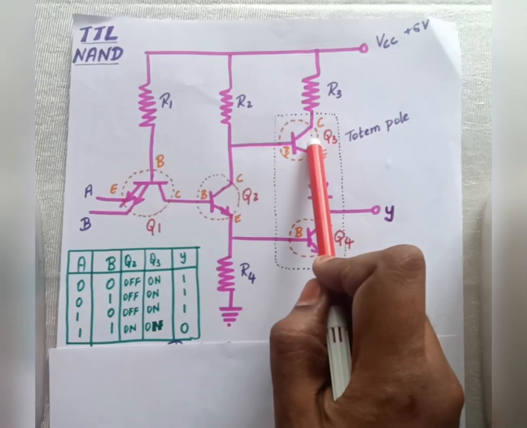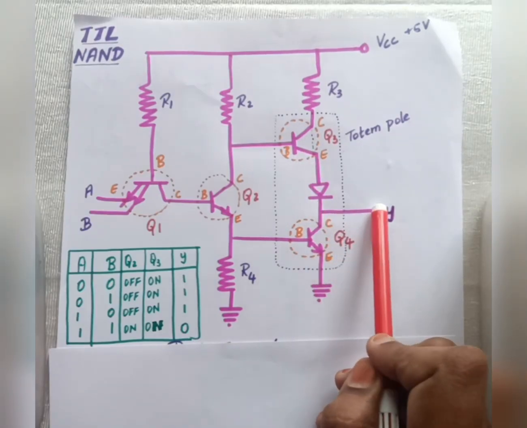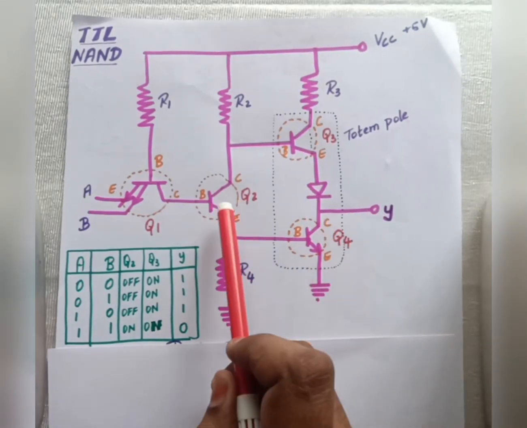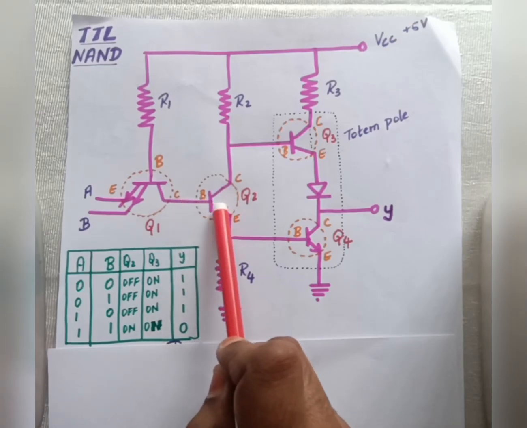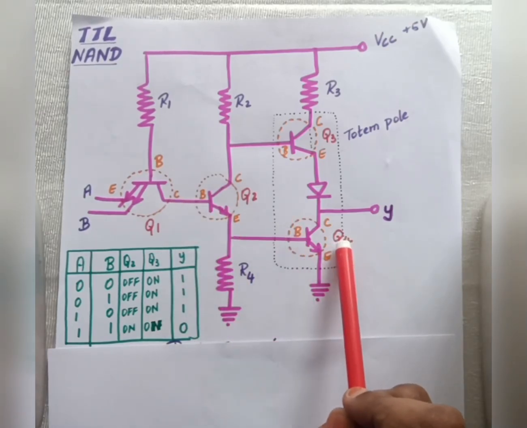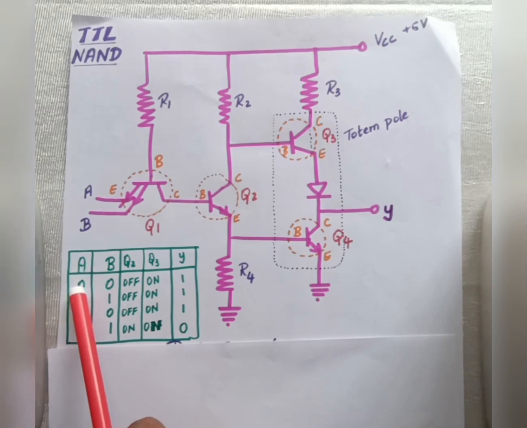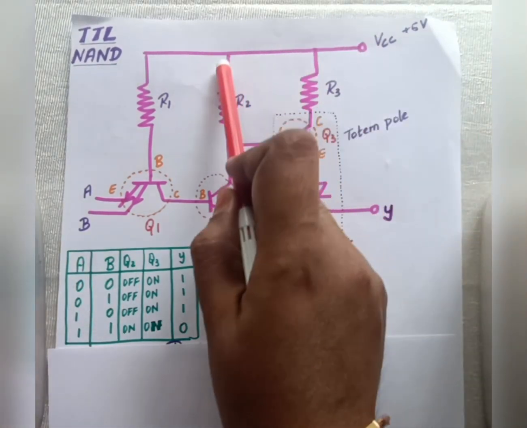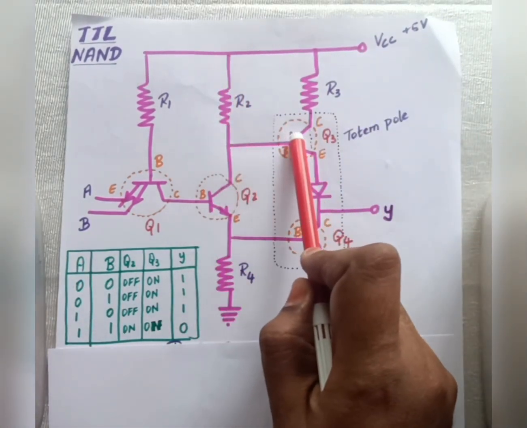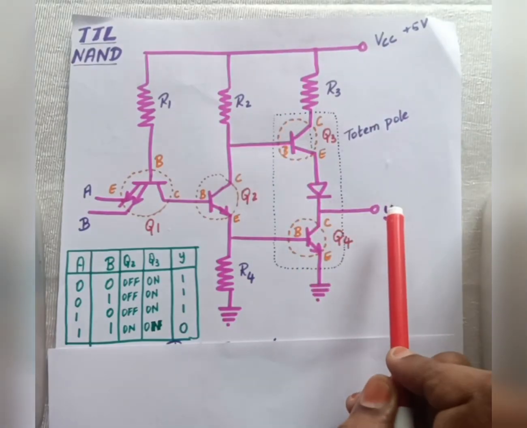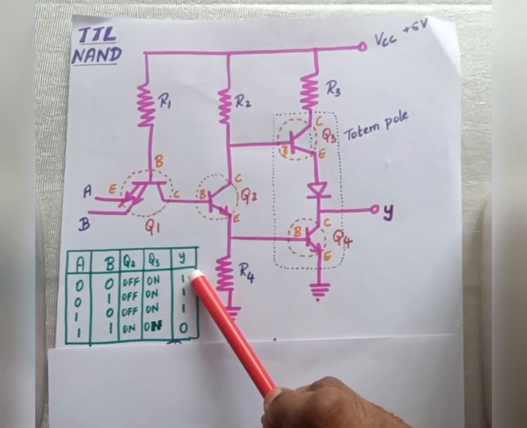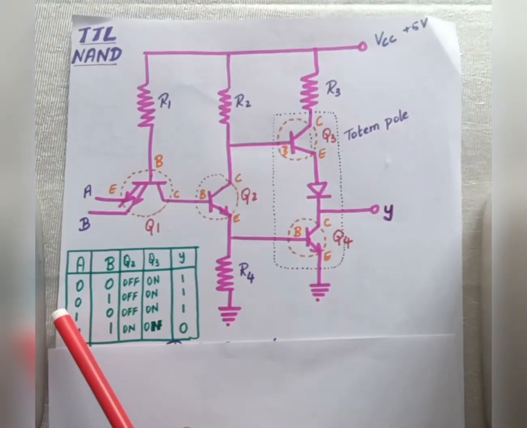So my current can flow through this diode and reach Y. It does not go down. Why? Because since Q2 is closed, there is no passing of current here. So we have Q4 also in off state. Q2 is off means Q4 also will be off. So when I have A and B as 0, Q3 will be triggered, it will be short circuited, and I will have 5 volt going to Y, which gives me the output as high. Similarly, when A is equal to 0 and B is equal to 1, and A is equal to 1 and B is equal to 0, the same process happens.